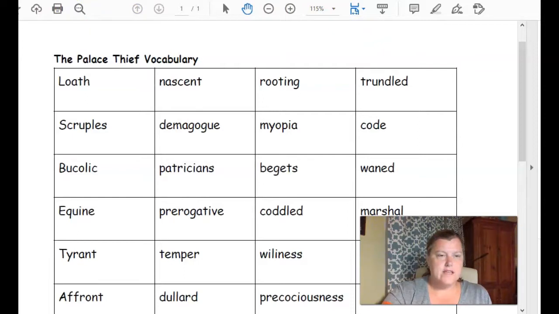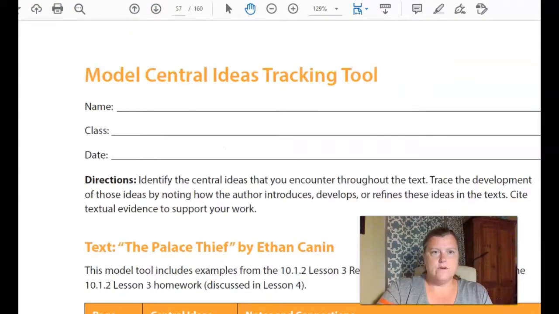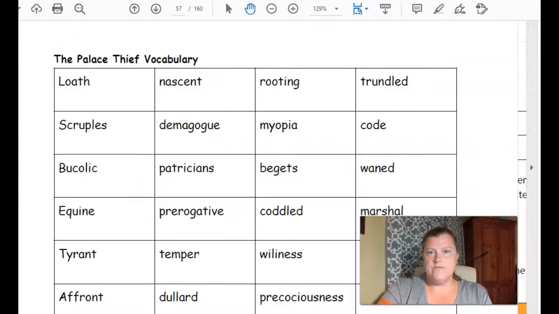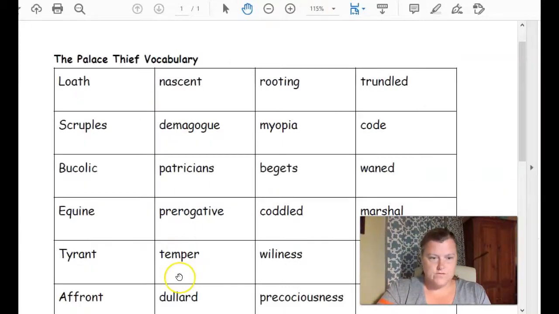Let me see if it's kind of hidden behind here. Where did it go? Oh, there it is. Okay, there's the vocabulary. Anyway, you'll be going back and filling out this form, not that form. There it goes. Vocabulary, lesson plans. Okay, I've lost the form.